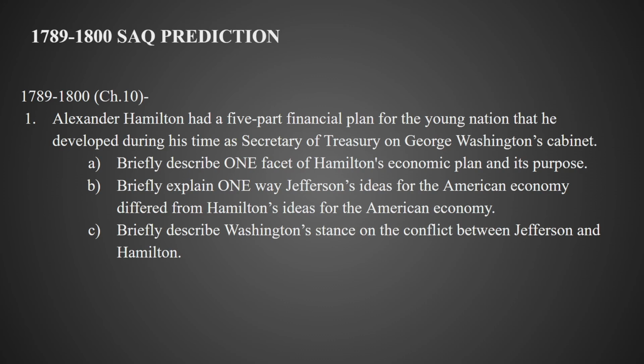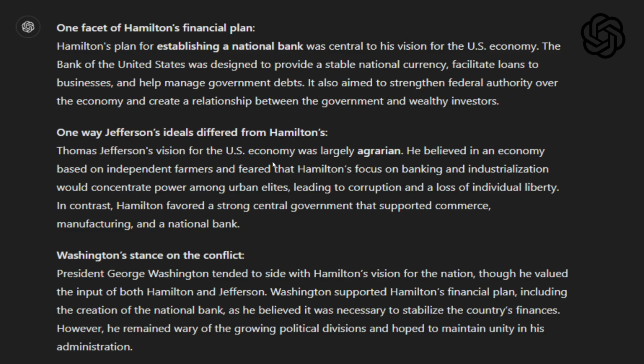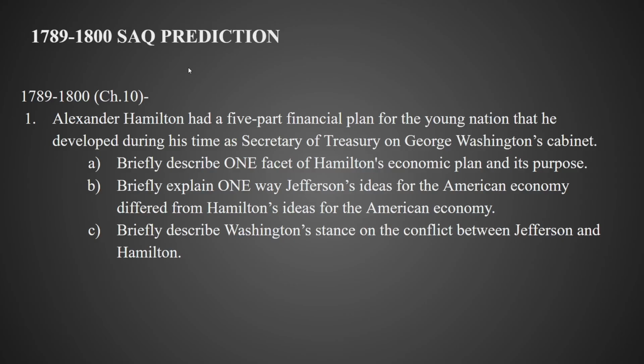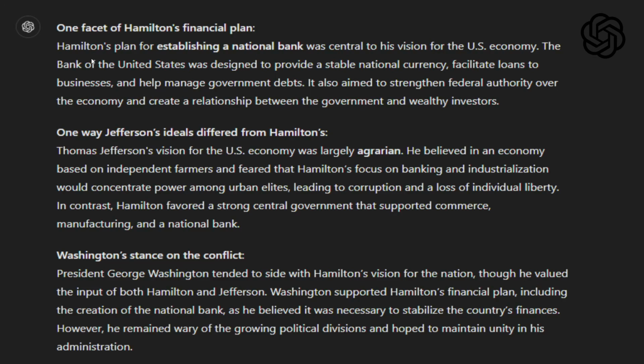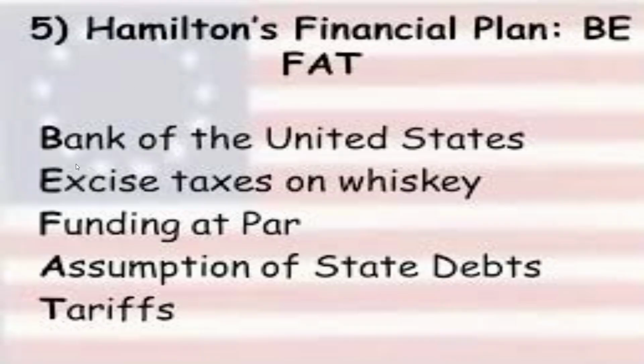Okay, hopefully you were able to answer all 3 parts. So now we're going to look at what ChatGPT said to this prompt. So for part A, briefly describe one facet of Hamilton's economic plan and its purpose. ChatGPT said Hamilton's plan for establishing a national bank. So that's one part of his BFAT plan, or his financial plan.